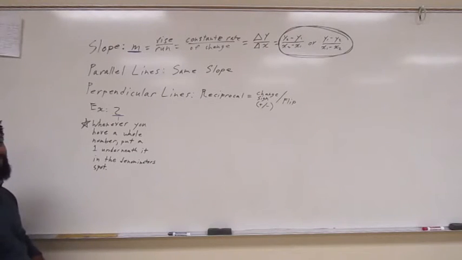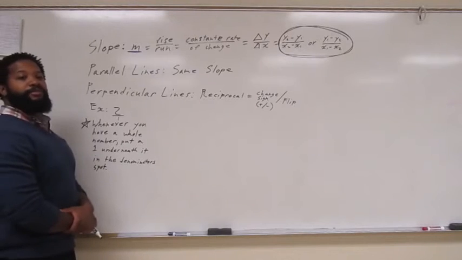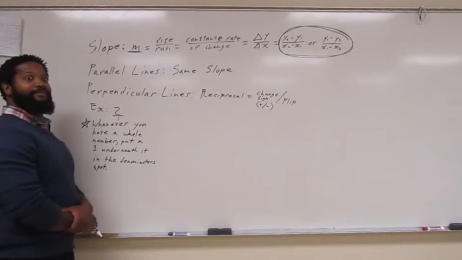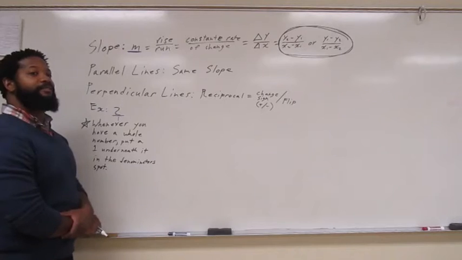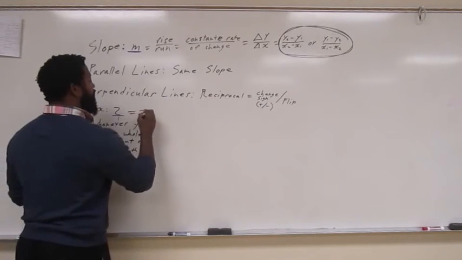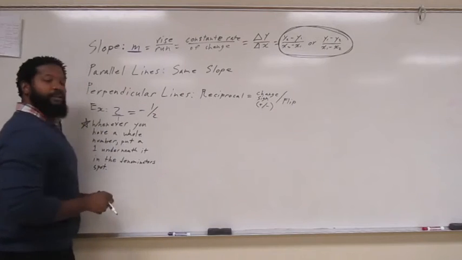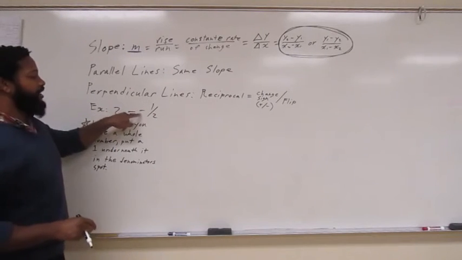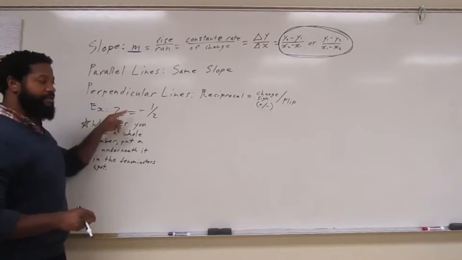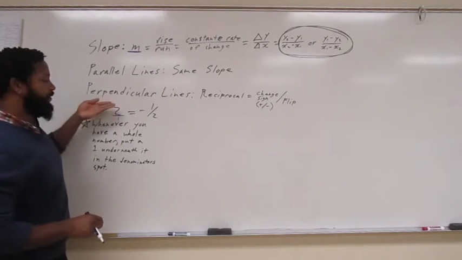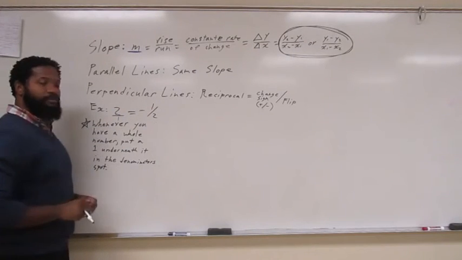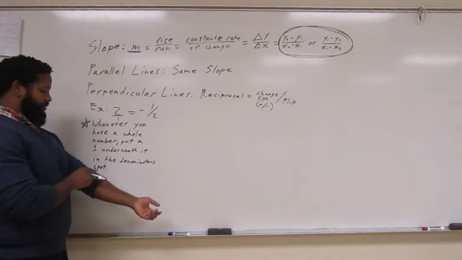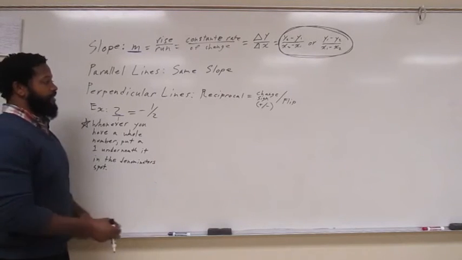2 over 1. What is the reciprocal of 2 over 1, Mr. Novak? 1 over 2 or negative 1 over 2. Not or, what's the definite answer? Negative 1 over 2. What he did, he changed the sign from a positive to a negative, and he flipped it. The 1 goes on top, the 2 goes on the bottom. That's the reciprocal, okay?